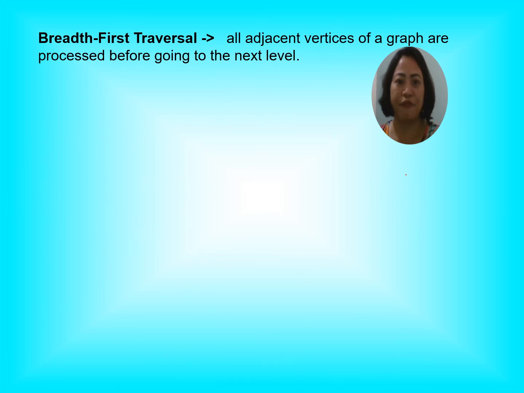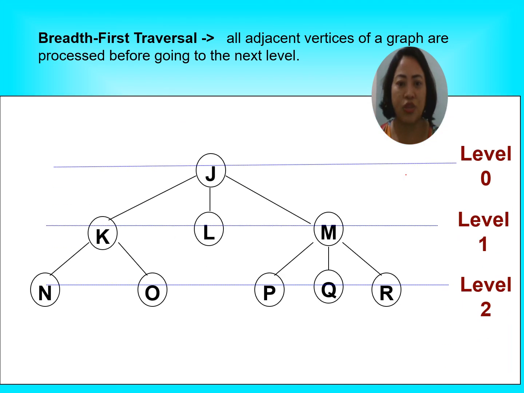In breadth first traversal, all the adjacent vertices of a graph are processed before going to the next level. That means each vertex within that level will be processed first before going to another level. Let's have the same graph that we had a while ago. In this graph, there are three levels: level 0, level 1, and level 2. We're going to process by level again, from left to right.